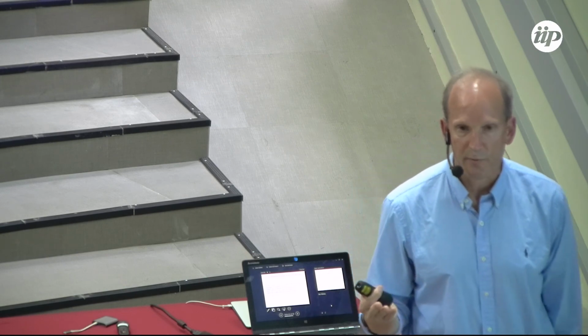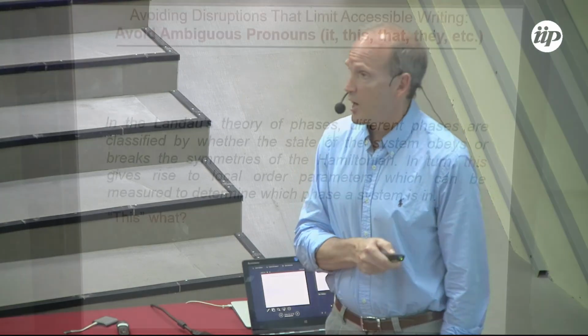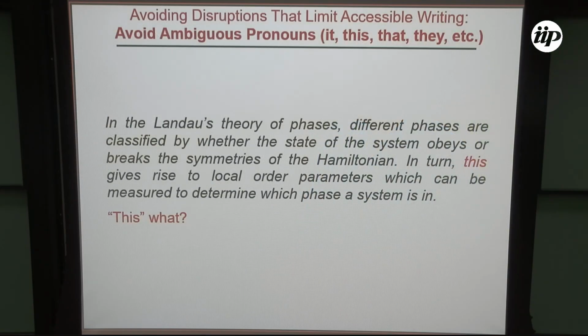In Landau's theory of phases, different phases are classified whether the state of the system obeys or breaks the symmetries. In turn, this gives rise to local order parameters which can be measured to determine which phase the system is in. So if you're the author, you know what this refers to, and maybe if you're in the field, you can infer in the context of this paragraph what it refers to. But if you're not familiar with this field, you may have no idea what this refers to. So this is a very common thing you see in writing, and try to avoid it.